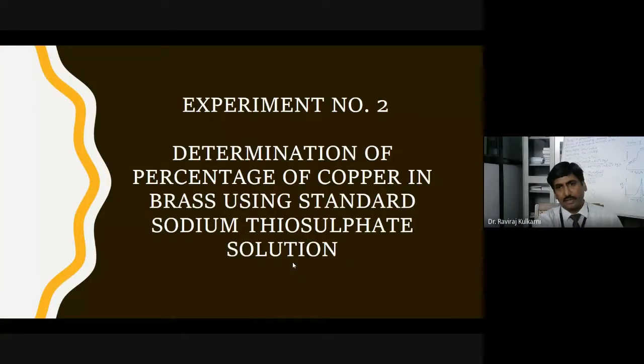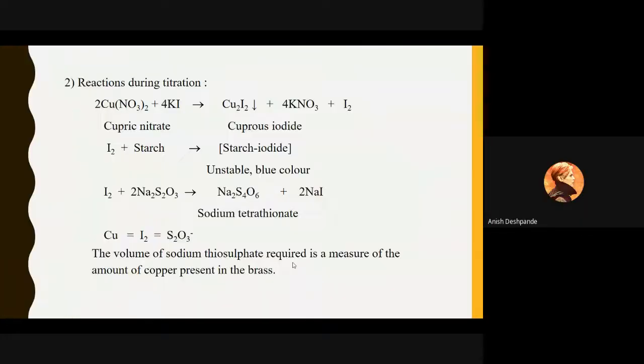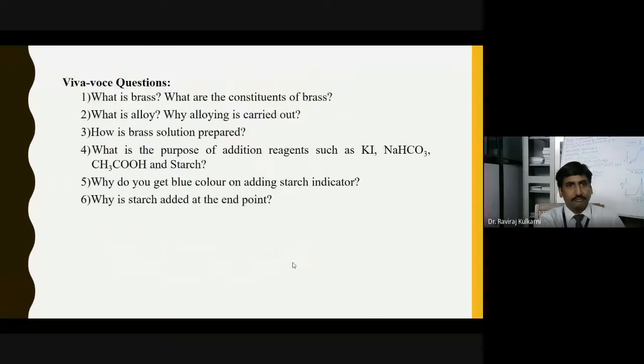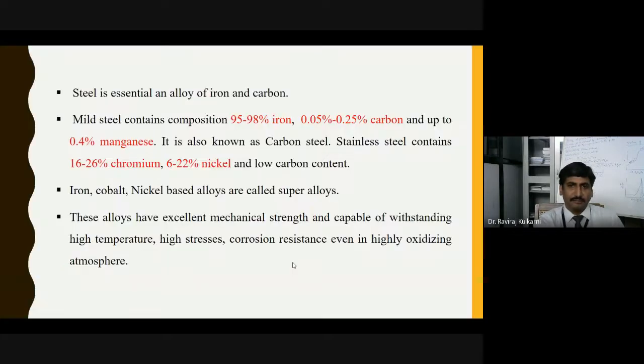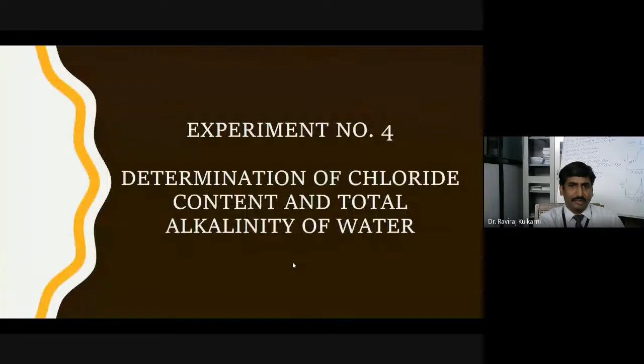The second experiment is determination of percentage of copper in brass using standard sodium thiosulfate solution. This is also a volumetric experiment. Next, the third experiment is determination of percentage of iron in a given mild steel sample. A mild steel sample will be given, and you have to determine the percentage of iron in it. Then the next experiment is determination of chloride and total alkalinity of water. What is the content of chloride and alkalinity in water? That's the fourth experiment that you have to determine.